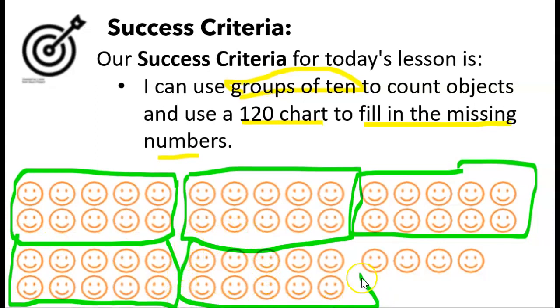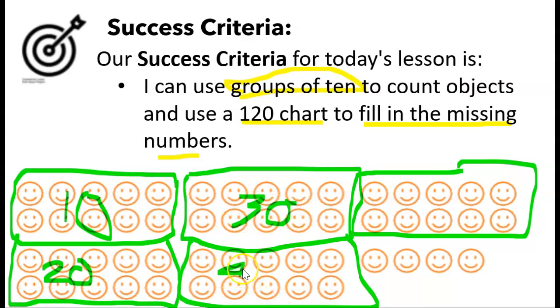Now, how many groups of 10 did I circle? 1, 2, 3, 4, 5. Yeah, there's 5 groups of 10. And then 4 ones. So we could count 10, 20, 30, 40, 50, and then I would count 4 more.